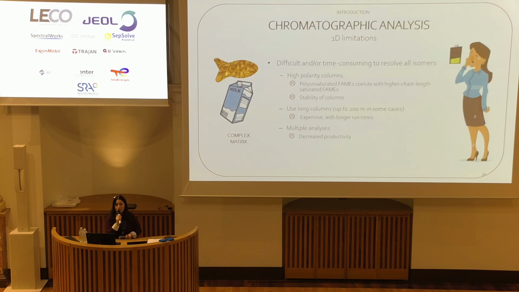Why GC×GC? Basically, really often we receive comments, let's say from person X, that comes and says, I do the same in 1D. Why are you using two-dimensional chromatography? Basically, because from a chromatographic point of view, FAME analysis can be challenging if we deal with complex matrices. So basically, using 1D, we may face some limitations.